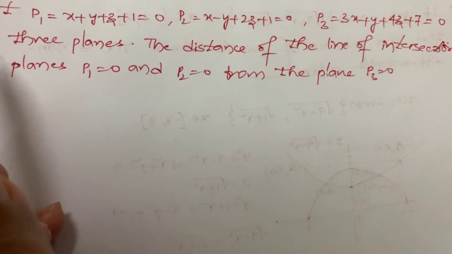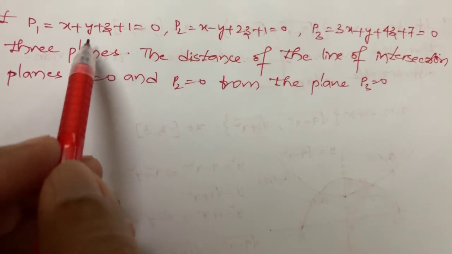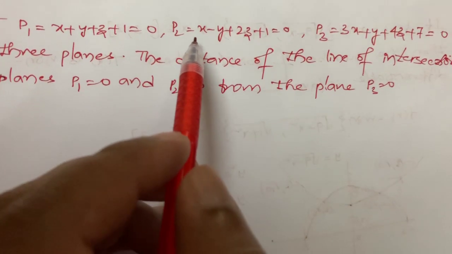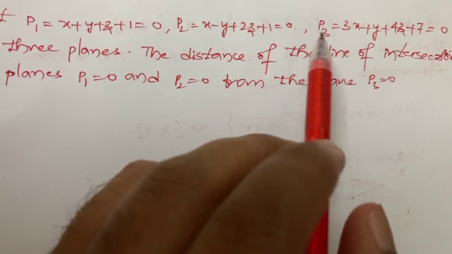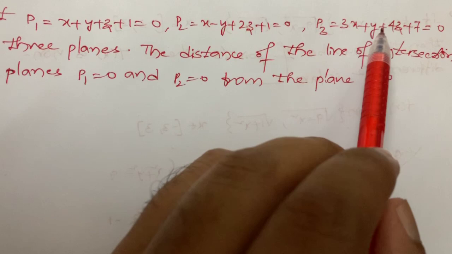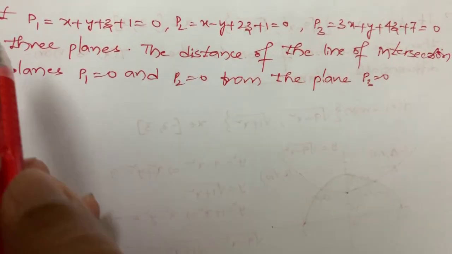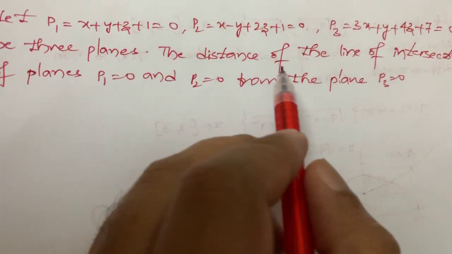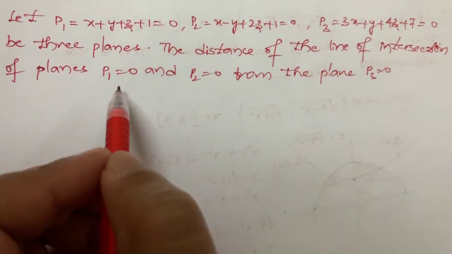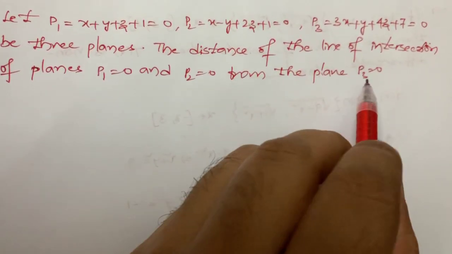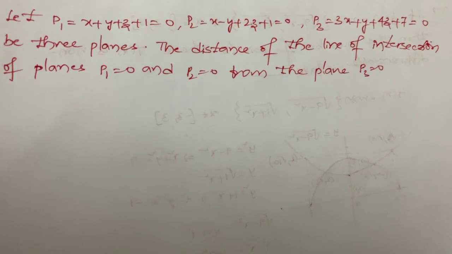Let's look at this problem. Let P1 = x + y + z + 1 = 0, P2 = x - y + 2z + 1 = 0, P3 = 3x + y + 4z + 7 = 0. P3 planes. The distance of the line of intersection of the planes P1 = 0 and P2 = 0 from the plane P3 = 0 is?